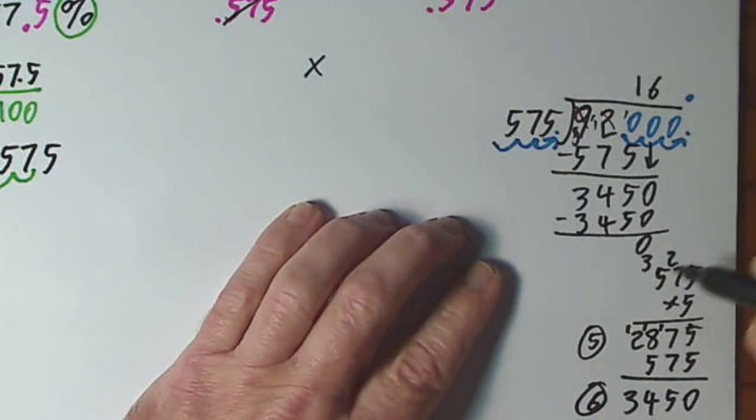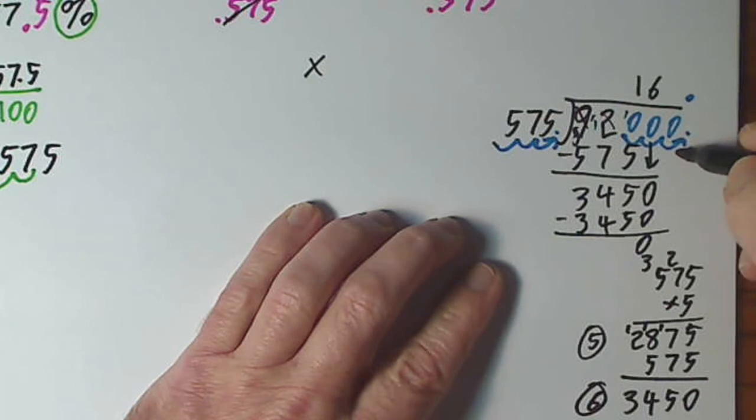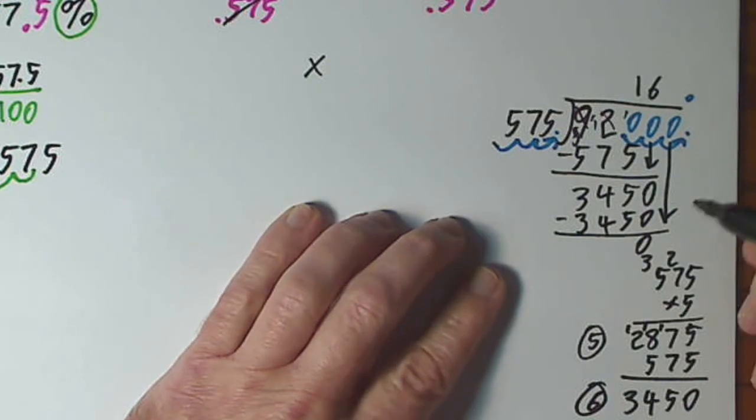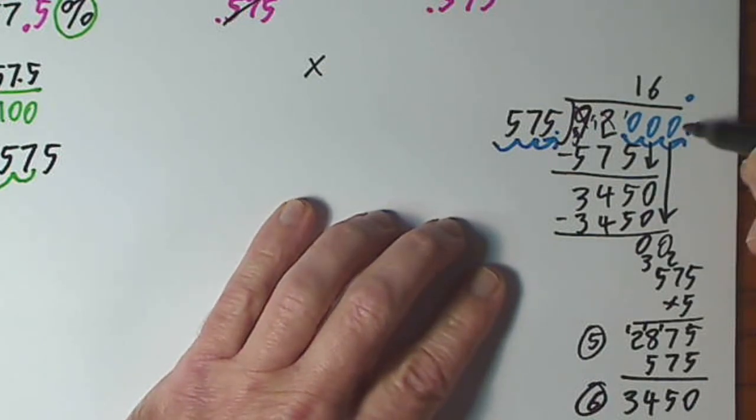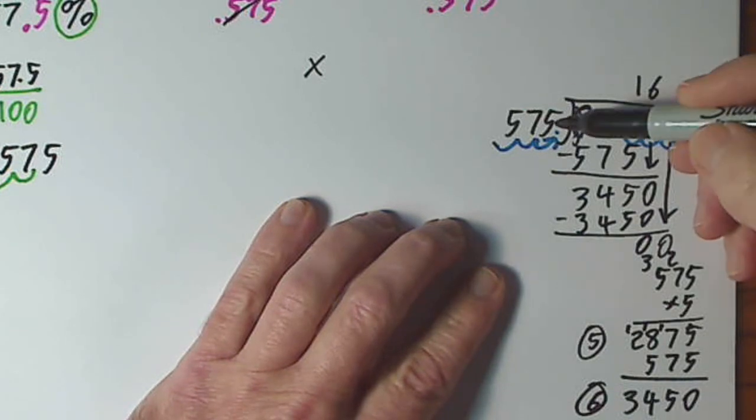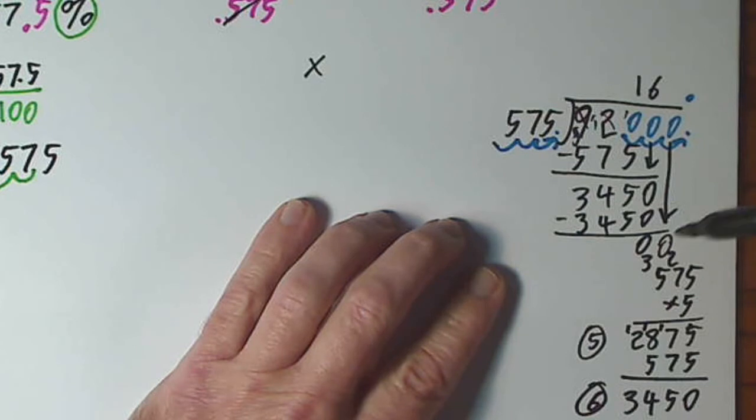All we have to do is bring down one more digit. Every time you bring down a digit, you have to ask and answer: how many times does 575 go into 0? Why, it goes in there 0 times.